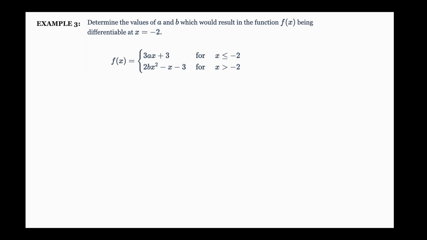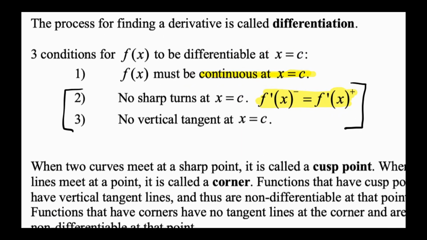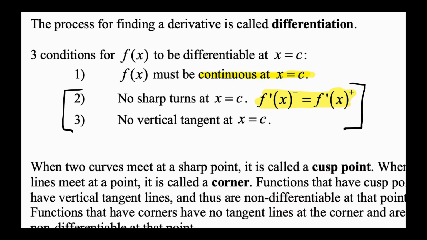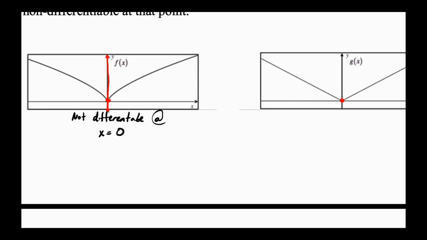Okay. So just to review, for something to be differentiable means to have a derivative. For something to have a derivative, it has to follow these things. It has to be continuous. There can be no sharp turns, no corners, no two curves meeting at one point, like this guy here, a cusp point kind of thing.